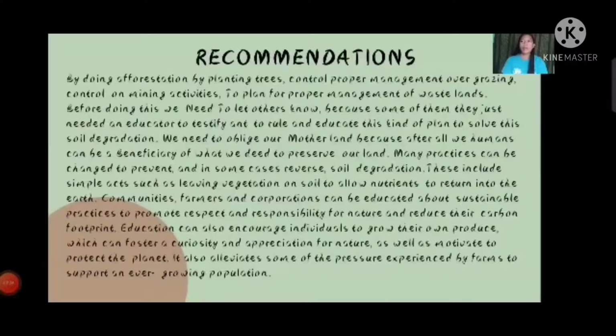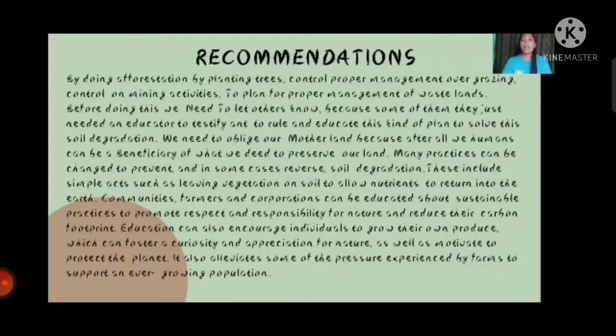Recommendation: doing afforestation by planting trees, controlling overgrazing through proper management, controlling mining activities, and planning for proper management of wastelands. Before doing this, we need to let others know, because some of them just need an educator to testify and educate about this kind of plan to solve soil degradation. We need to care for our motherland because after all, we humans can be the beneficiary of what we did to preserve our land. Many practices can be changed to prevent and in some cases reverse soil degradation.